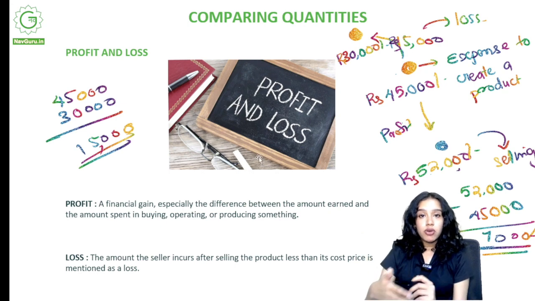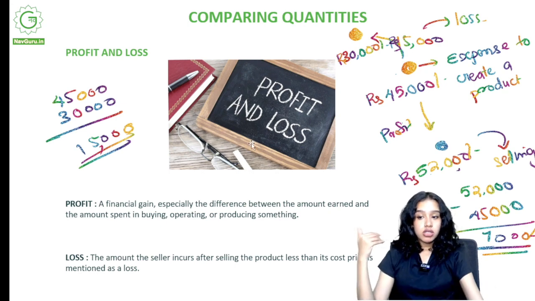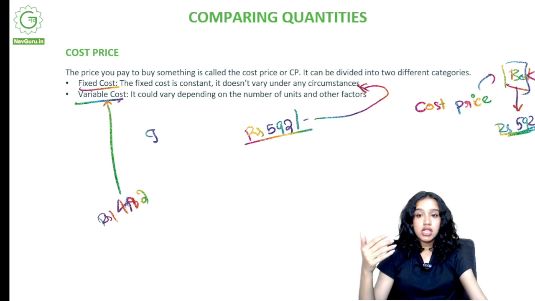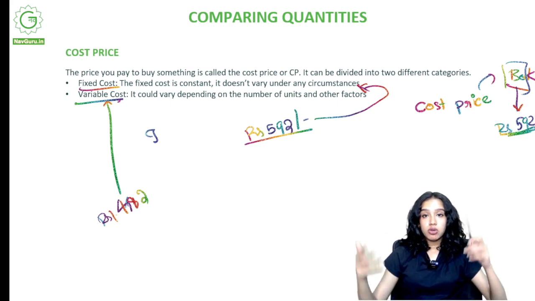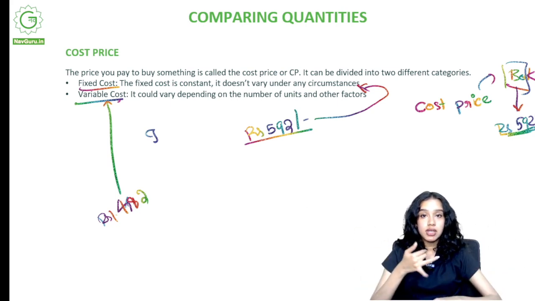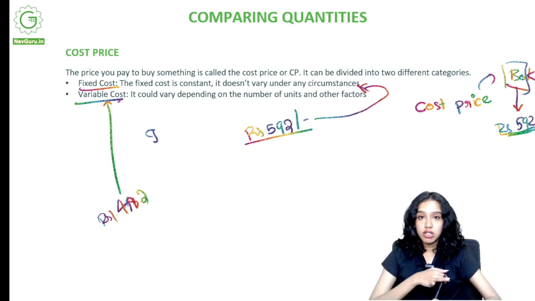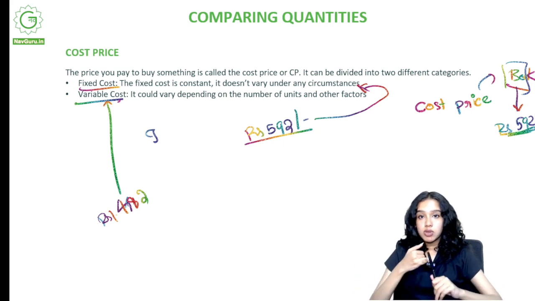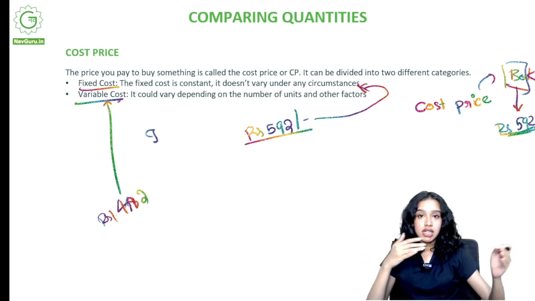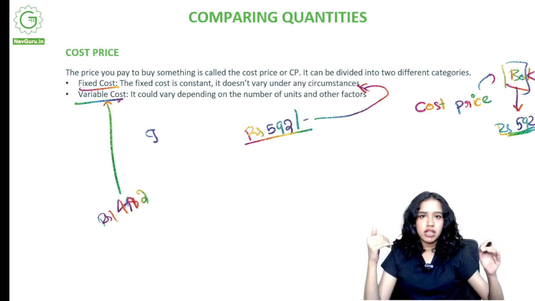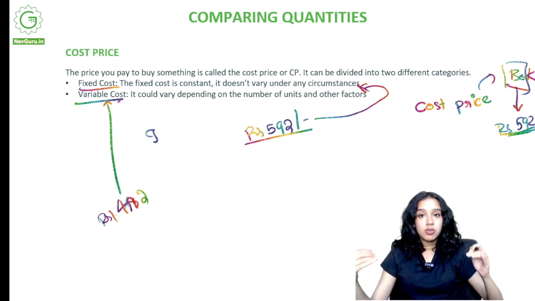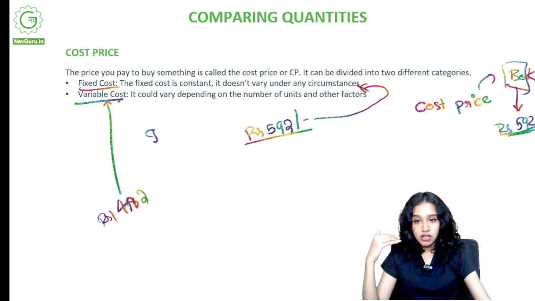Then we talked about profit and loss. We talked about what is profit and what is loss. Now we had cost price. We have two types of cost price. One is fixed cost price, the other is variable cost price. Fixed cost price was a fixed price that never changes according to circumstance. And when it's a variable cost price, it changes according to the circumstances.